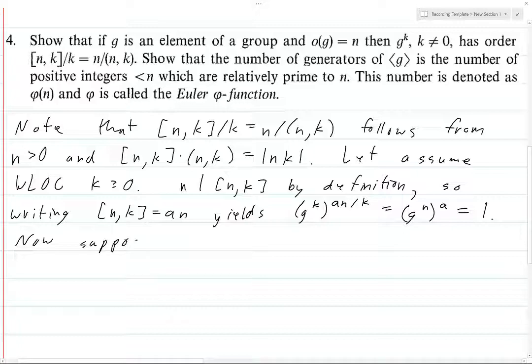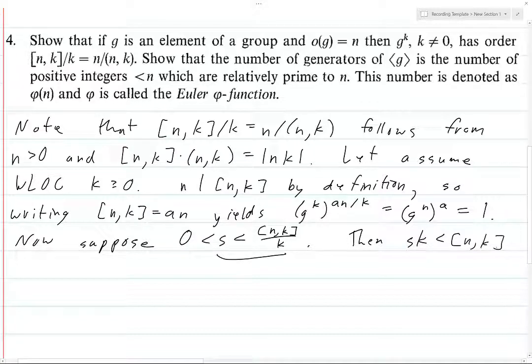Now suppose we have some smaller, strictly positive number s that's strictly between 0 and LCM(n,k)/k. Then if you take this part of the inequality and multiply by k, we get sk is less than the LCM of n and k. But this is the least common multiple of n and k. So if sk is less than the least common multiple, then it can't be a common multiple.